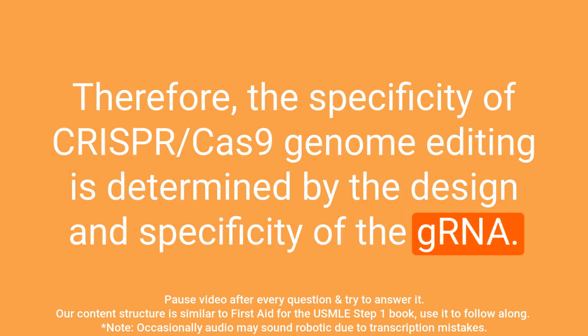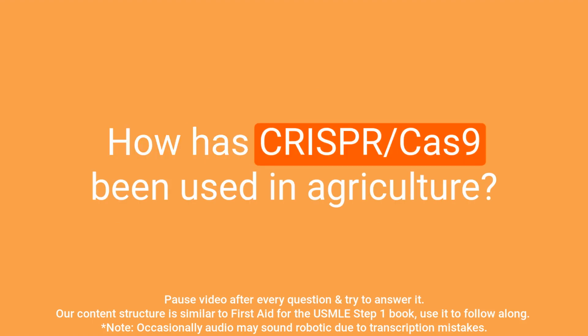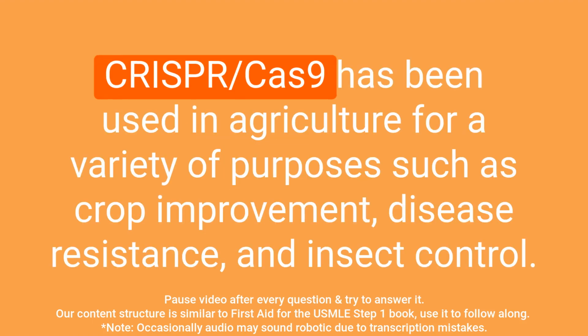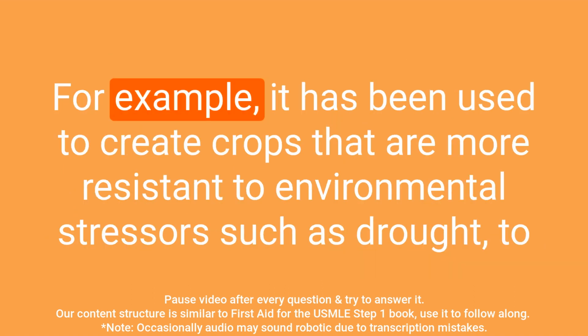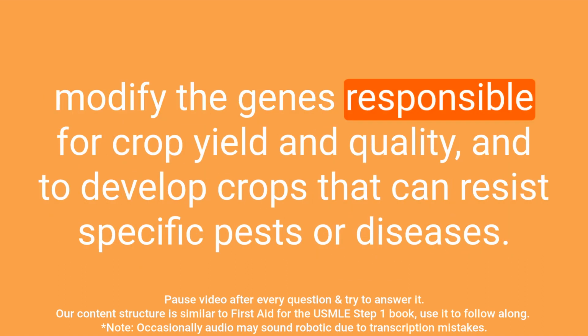Question: How has CRISPR divided by Cas9 been used in agriculture? Answer: CRISPR divided by Cas9 has been used in agriculture for a variety of purposes such as crop improvement, disease resistance, and insect control. For example, it has been used to create crops that are more resistant to environmental stressors such as drought, to modify the genes responsible for crop yield and quality, and to develop crops that can resist specific pests or diseases.